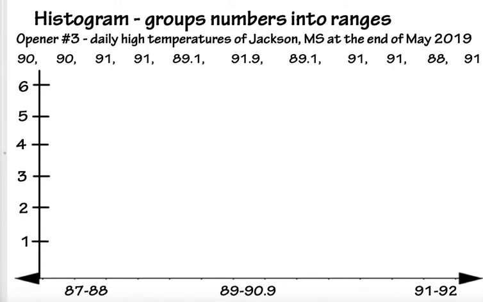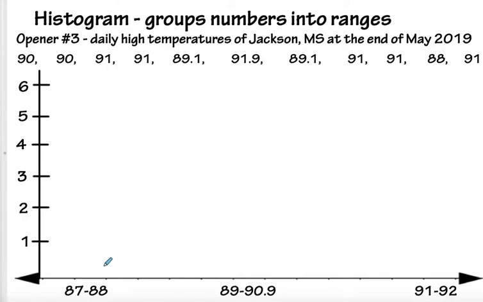Let's look at the one from your opener, number 3, and it gave us the daily high temperatures of Jackson at the end of May in 2019. So it gave us a few of the temperature highs from that month, and it's asking us to create a histogram of it. The first thing that we need to do is group these into ranges. So I went ahead and did that for you. We have the 87 to 88 range, the 89 to 90.9 range, and the 91 to 92 range. Typically these ranges need to be pretty even, and these are pretty close to being even for the data that we're given. The next thing that we need to do is note the frequency of each.